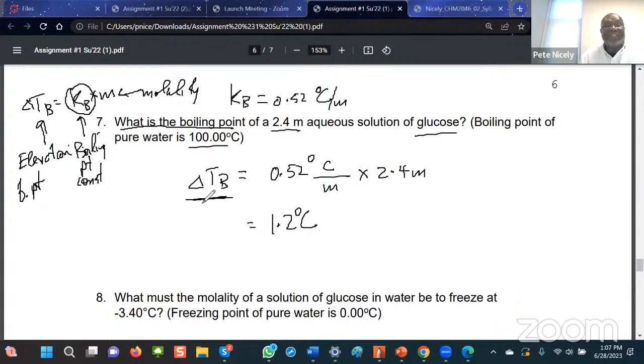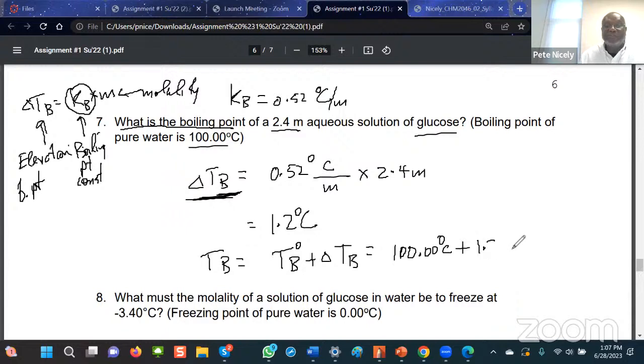So remember now, that represents the elevation, which means that the boiling point, TB, will be equal to the boiling point of pure water plus the elevation, which would be 100.00 degrees Celsius plus 1.2 degrees Celsius, and that would be equal to 101.2 degrees Celsius. So the boiling point of the resulting solution is going to be 101.2 degrees Celsius. And that's how that is done.